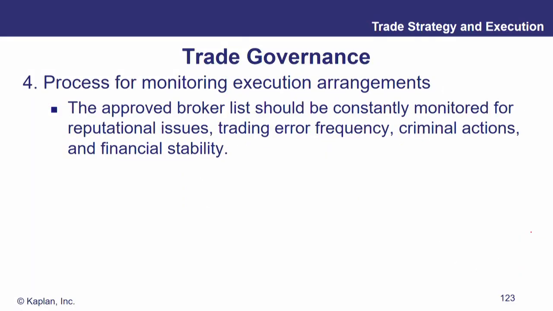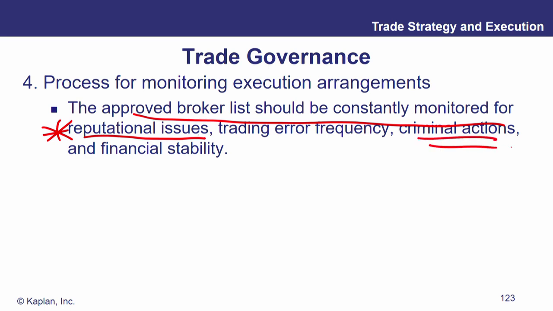Okay, now what about a process for monitoring execution arrangements? The approved broker list should be constantly monitored, and I want to key in here for reputational issues. Or what if you're always making trades wrong? There's a lot of errors that you're making. And I also want to keep an eye on any criminal activities that you might be doing, and I want to make sure that your firm is financially stable. So I need these things to be checked, and I need these things to constantly be updated, and I need to be following these things closely, because if there's a problem in one of these areas, I probably don't want to do business with you.